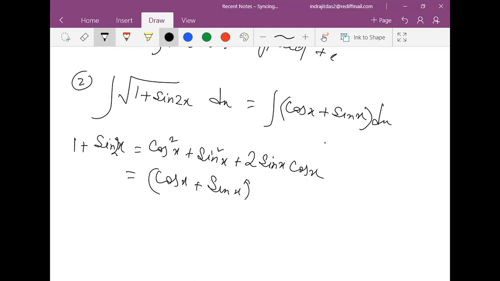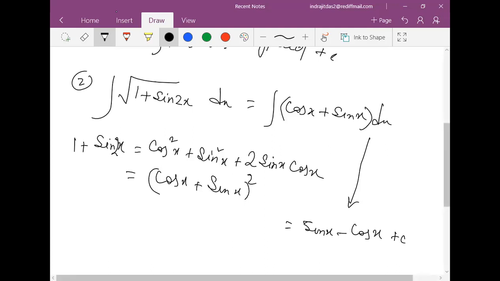So when you take the square root of this, the square will be removed. So from simplification, what you are getting here is cos x, whose integration is sine x, and sine x integration is minus cos x. These types of questions are 1 plus sine 2x, and it can be 1 minus sine 2x also.